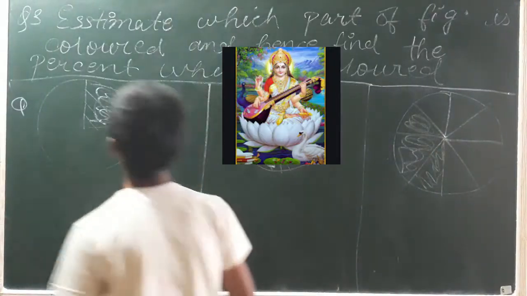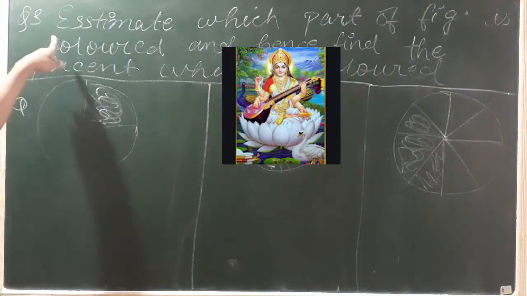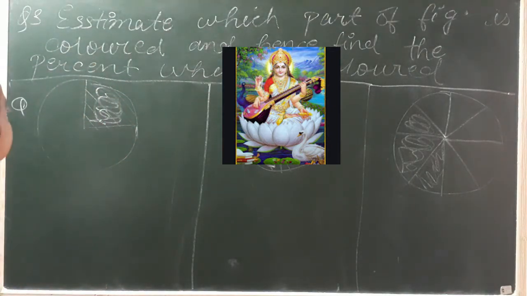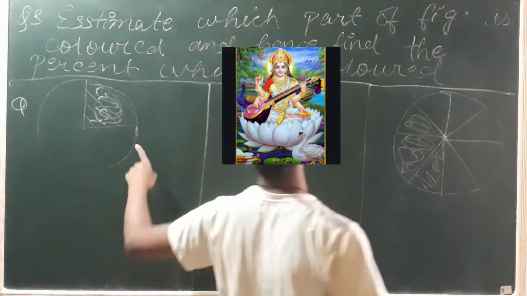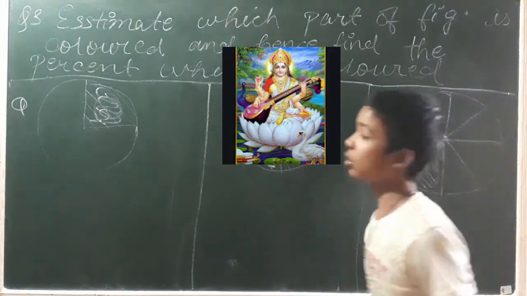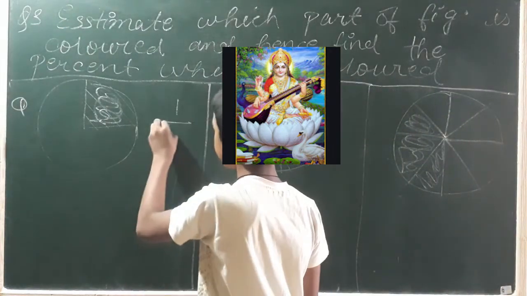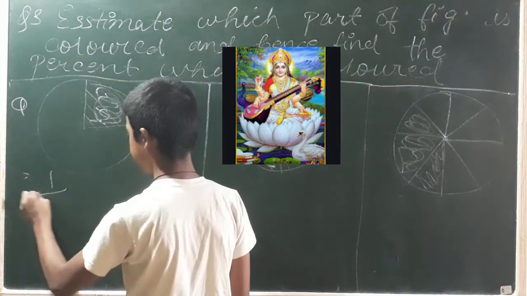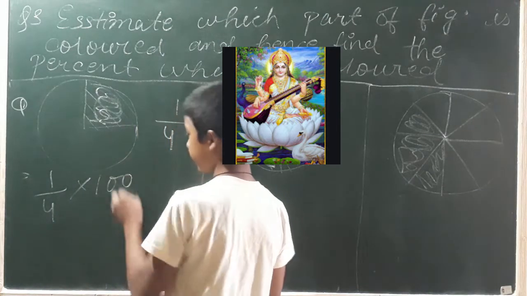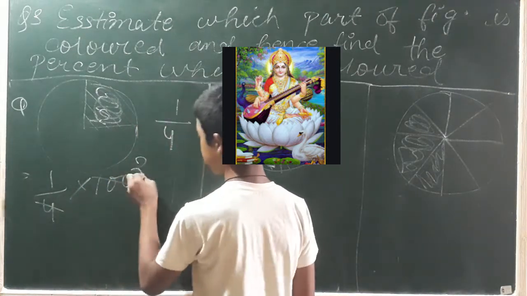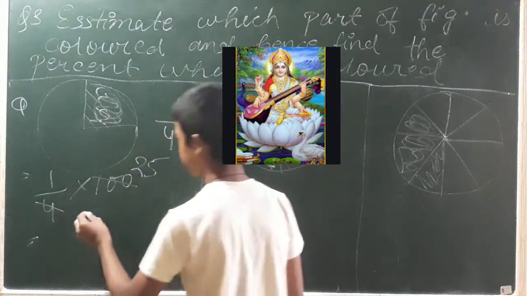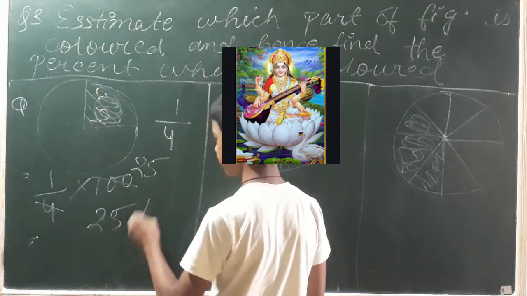So friends, moving on to another question of exercise 8.2. Estimate which part of the figure is colored and hence find the percent which is colored. So first one is 1/4 part colored. To find the percentage, 1/4 into 100. We know the table of 25, 25 fours are 100. You can learn this also. So 25%. That is A.